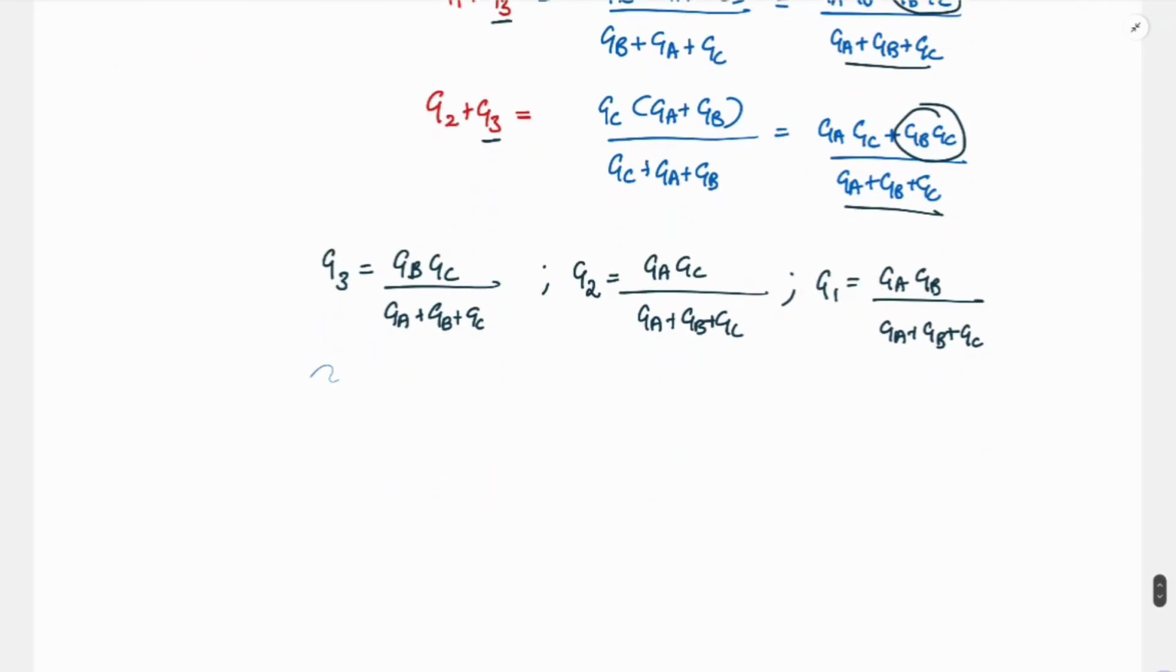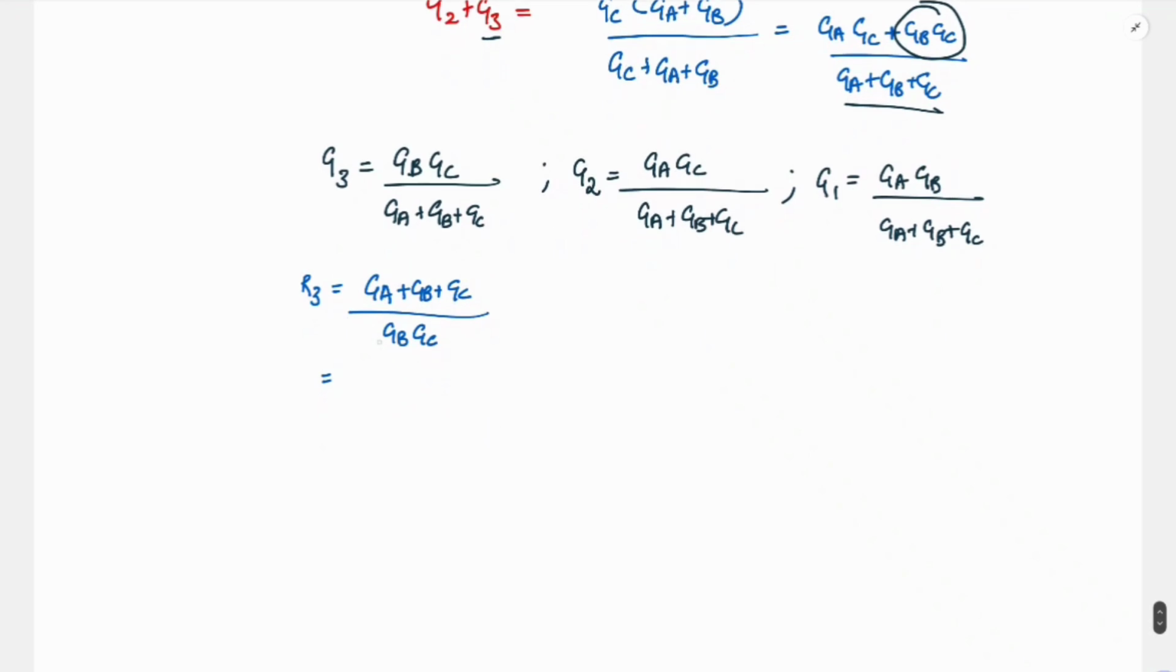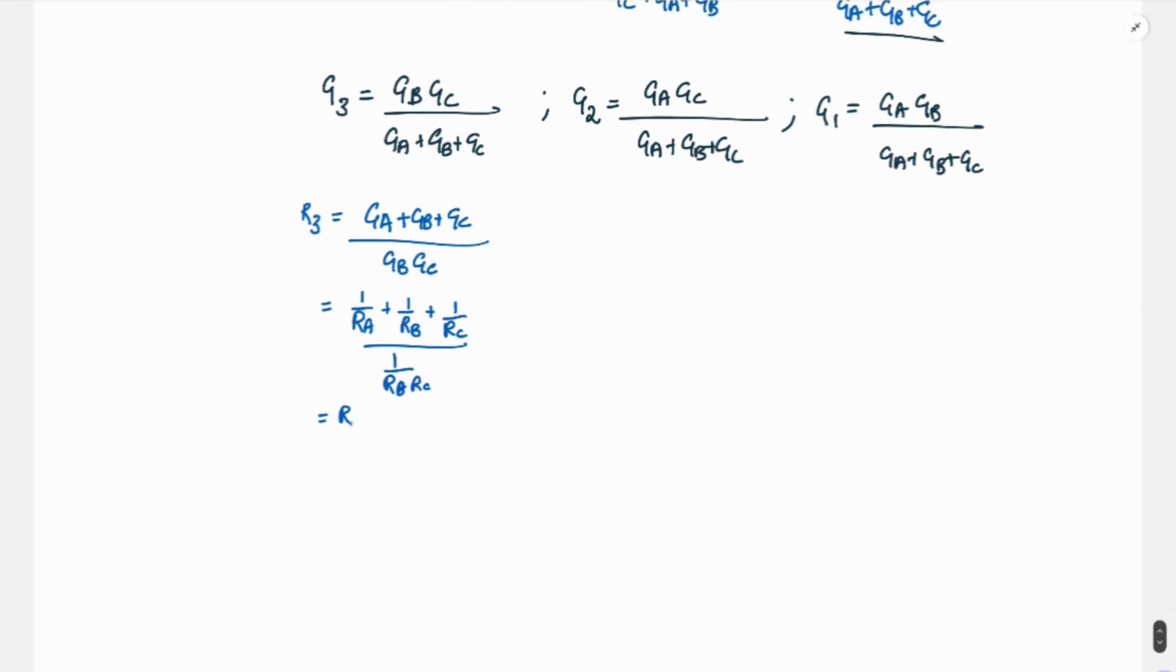So from here, if you want to find R3, it is nothing but 1 over G3, right? So it will be GA plus GB plus GC by GB GC. And this again you can write as 1 by RA, 1 by RB, 1 by RC. Then you will get 1 by RA plus 1 by RB plus 1 by RC divided by 1 by RB RC. So this is nothing but RB RC plus RA RC plus RA RB by RA.